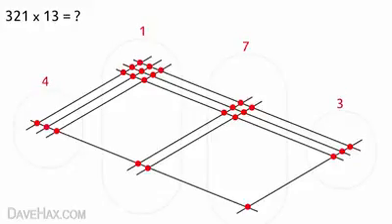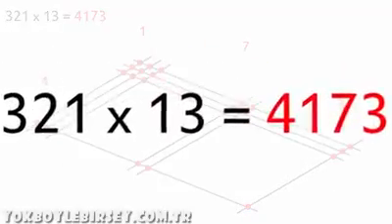4, 1, 7, 3. So our answer, 321 times 13, is 4,173.